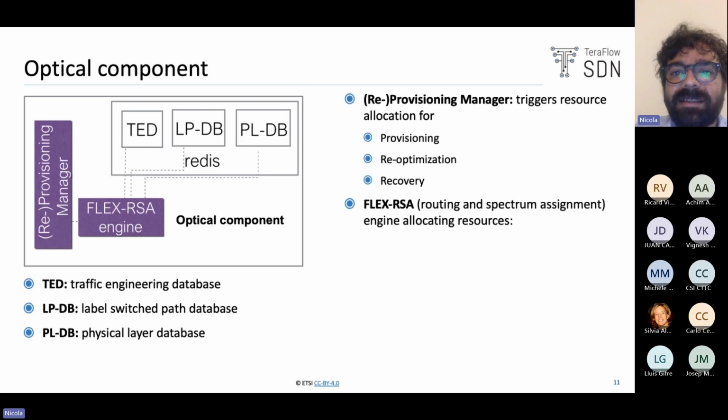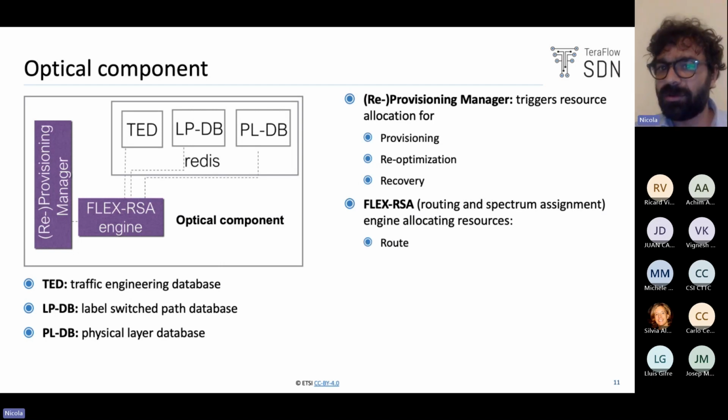It triggers what is called, more or less in the middle of the figure, the FlexScale routing and spectrum assignment engine. This engine generalizes the concept of routing and spectrum assignment. Why do I talk about generalization? Because of the characteristics of the optical network we are talking about.